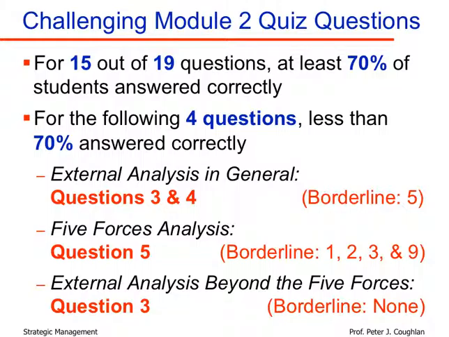Questions 3 and 4, in the section on external analysis in general, question 5 under five force analysis, and question 3 under external analysis beyond the five forces. But I did point out to you that there were a number of questions, actually 5 total, that between 70% and 80% answered correctly. So I called these the borderline questions, which I did not think it was worth going over in class, but since enough people might have questions about it, it was worth me recording this presentation and discussing those questions and the answers, and what the right answer is and why.